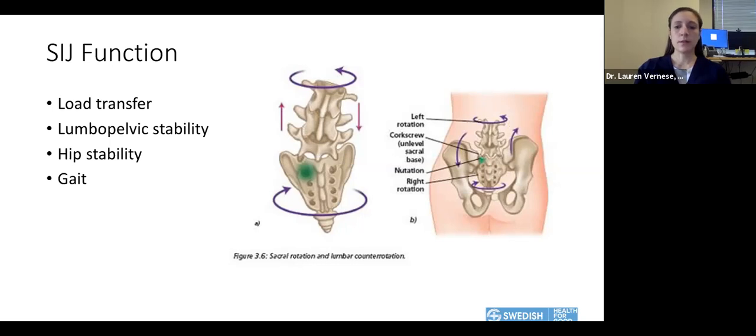It also provides stability through those muscles that we talked about and the ligaments to the hip, and can contribute to gait issues, as we were talking about. If you have an abnormal rotation of the sacrum, it can cause gait abnormalities.